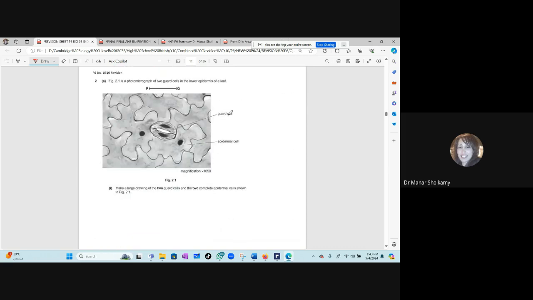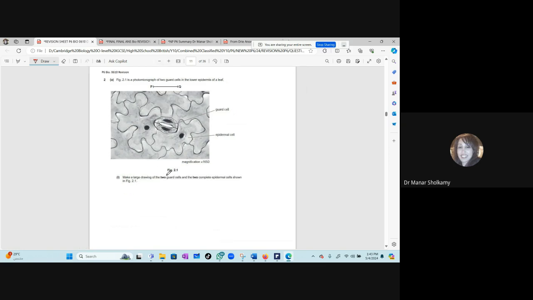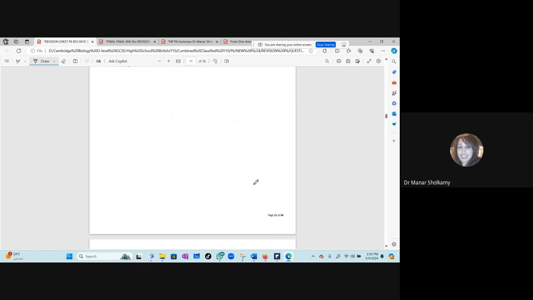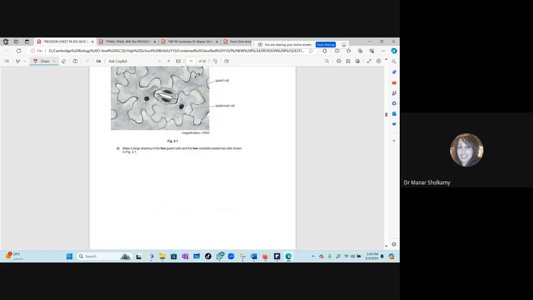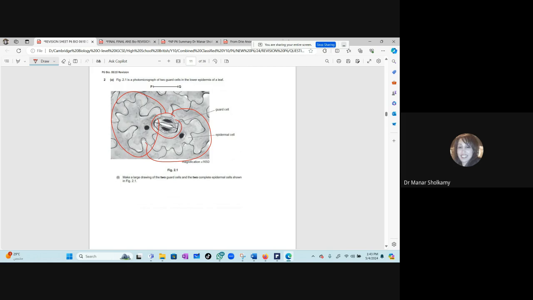I thought that it was really tough, so I chose this for you. Make a large drawing of 2 guard cells and 2 complete epidermal cells shown. 2 guard cells, I think this drawing was out of 5. So you will have to draw this and this and this. The drawings are getting harder every year. I noticed that. Okay. So please practice this after we're done together.